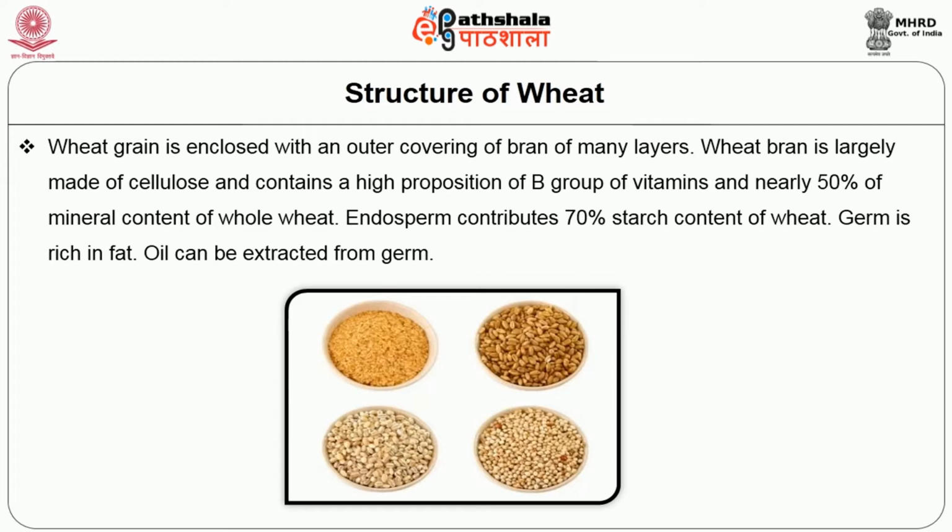Actually, hard wheat contains 10 to 12% of protein and it is used for making bread and macaroni products. Whereas durum wheat contains 13 to 15% of protein and it is used for making macaroni products. Soft wheat contains 8 to 9% and it is used for making biscuits, cakes, cookies, etc. Actually, it is used in bakery industry.